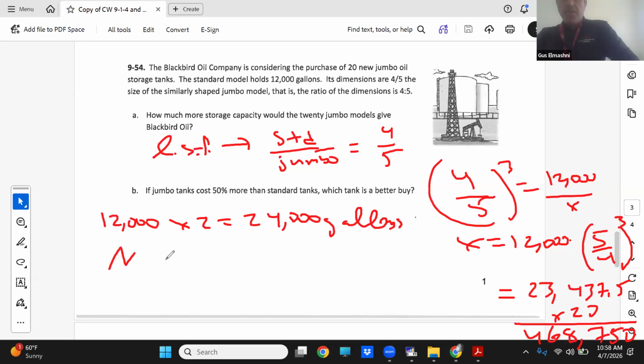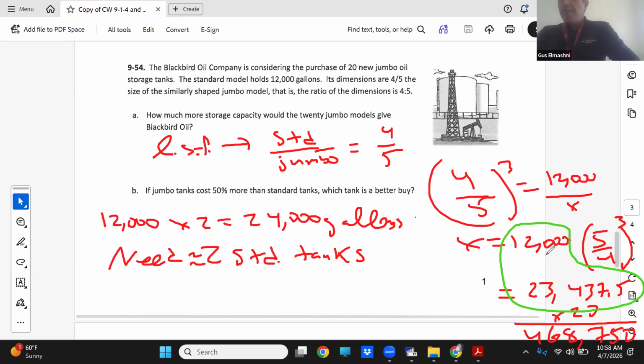So you need roughly 2 standard tanks. The reason I multiply by 2, and sorry if I didn't make that clear, that's my fault. If you think about it, what's the capacity of a standard tanker? 12,000. What's the capacity of a big tanker? 20. So it's roughly a 2-to-1 ratio, right? The capacity between the two. So you need 2 standard tanks.